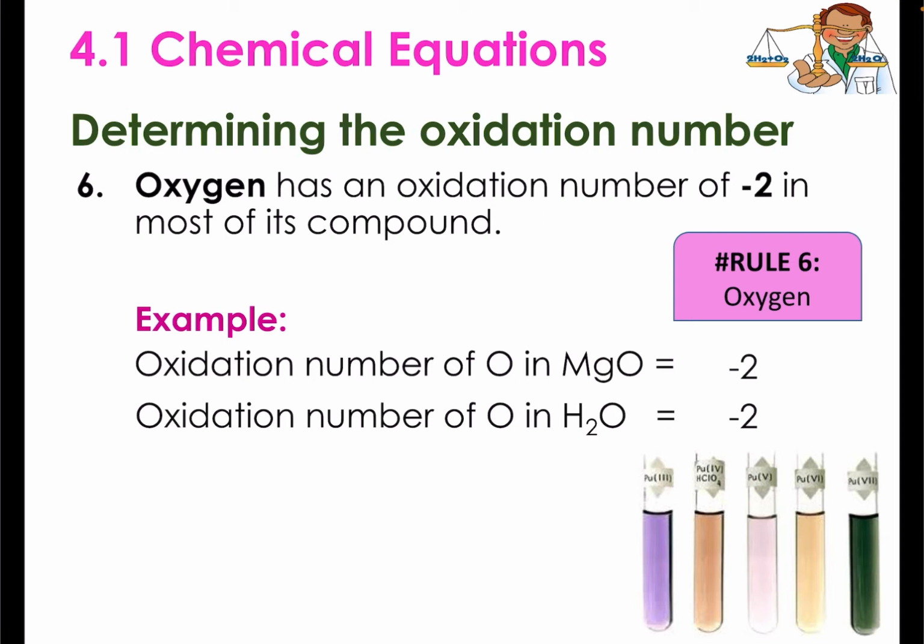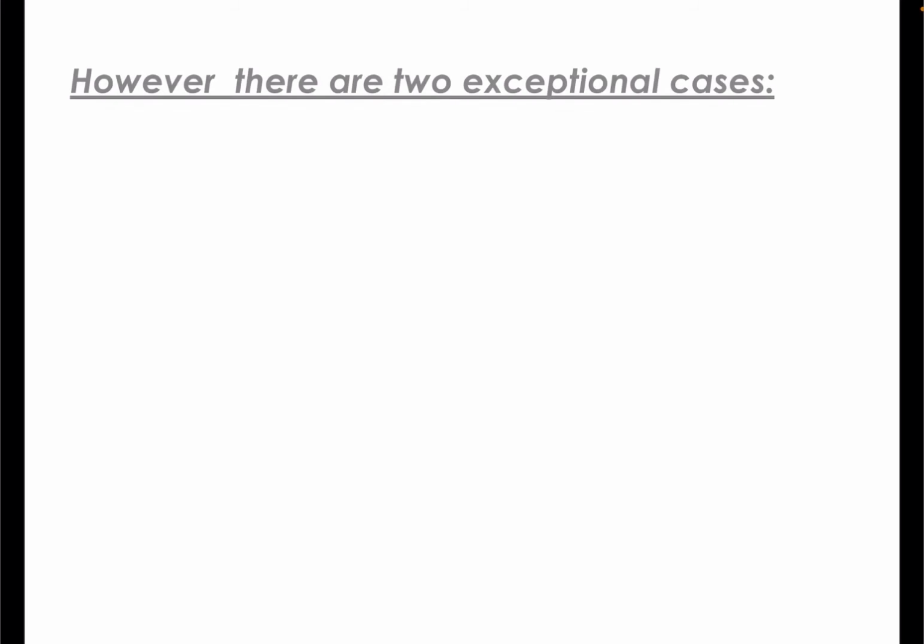So, for you to conclude so far, benda yang awak kena ingat, halogen always -1. Hydrogen always +1. And oxygen always -2. But starting from rule number 4, halogen, hydrogen, oxygen, ada a few exceptional case yang awak kena lihat. So, let's get on with rule number 6, oxygen, still at the same rule. Dia juga mempunyai exceptional case, where ada 2 exceptional case yang awak kena lihat di sini.